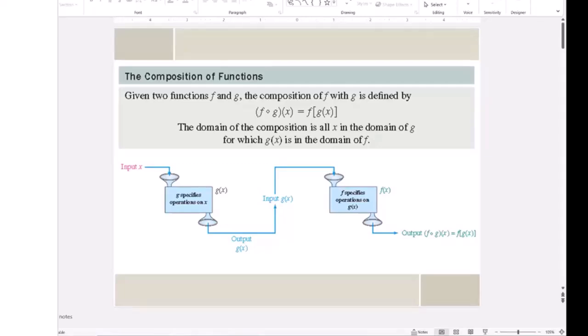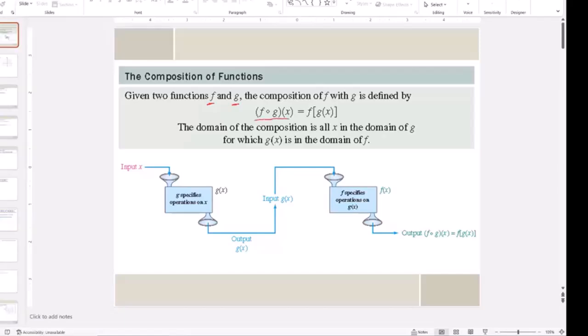Hi guys. So today we're gonna start off by talking about composition of functions. Composition of functions basically is, let me read what it says and then I'll explain it. We're given two functions, here they're calling them f and g. The composition of f with g is defined by this notation: parentheses, f, and then a little o, which means composition, g. That really is f composed with g of x.